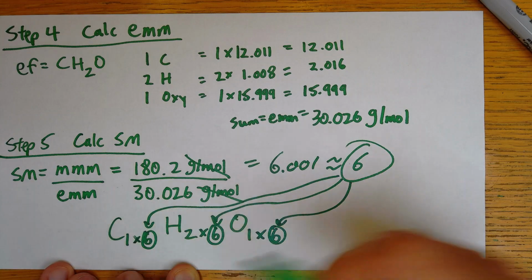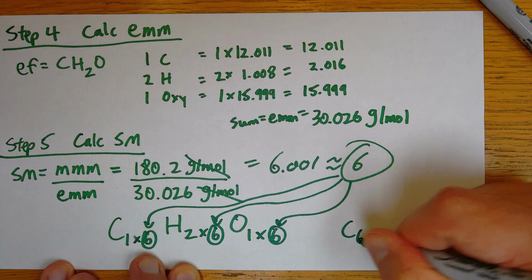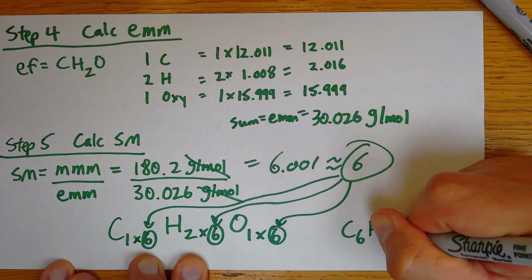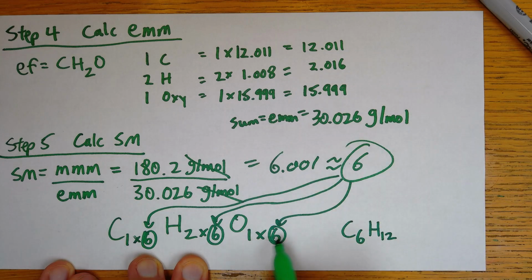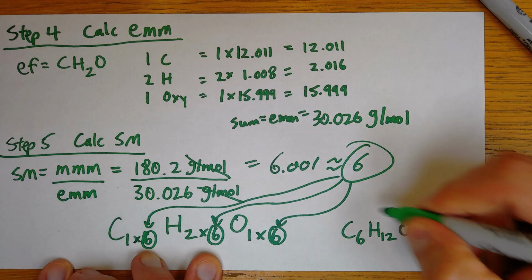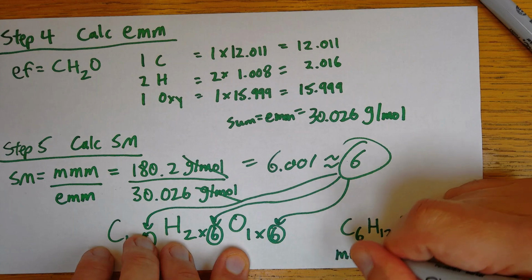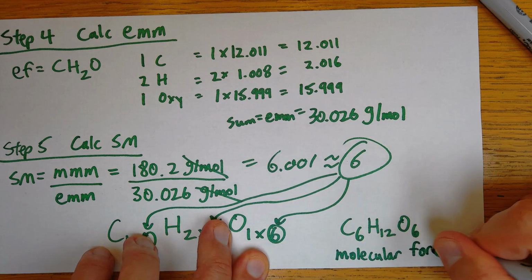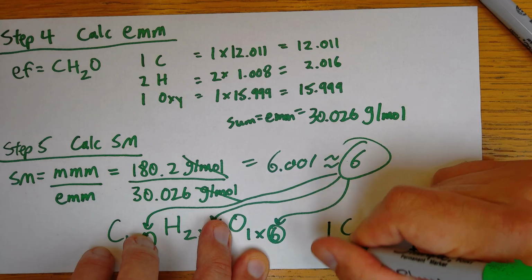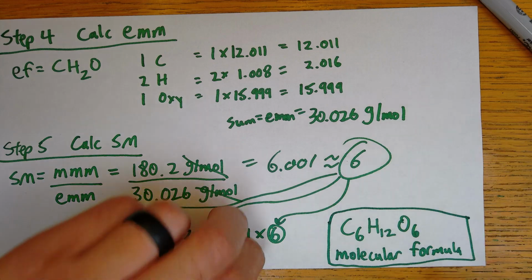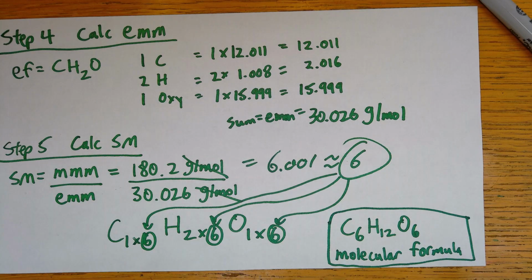So 1 times 6, we will get C6. 2 times 6, we will get 12 hydrogens. 1 times 6, we will get 6 oxygens. And here is our molecular formula. All right, that fit pretty cleanly, so I'm pretty confident in that answer.